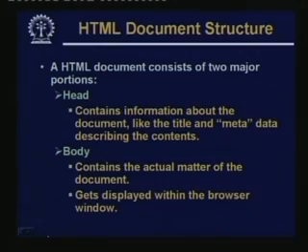Now, talking of the structure of an HTML document, an HTML document consists of two major portions, the head and the body. In the head section, you specify some information about the document. Some of this information we shall see today, some we shall see later. For example, you can specify the title of the document. The title typically gets displayed on the top title bar of the browser. When the browser window comes, the top title bar displays the title of the document. So, whatever you specify as title will come on the top.